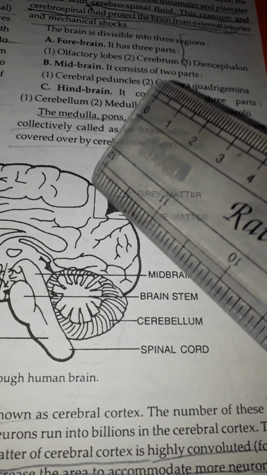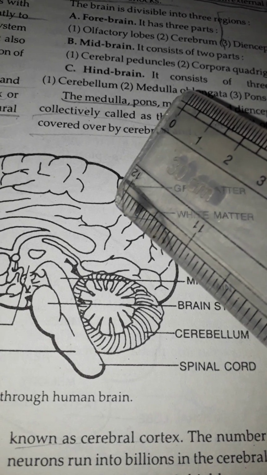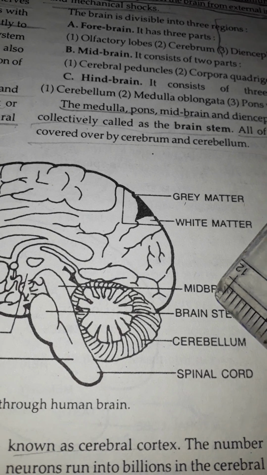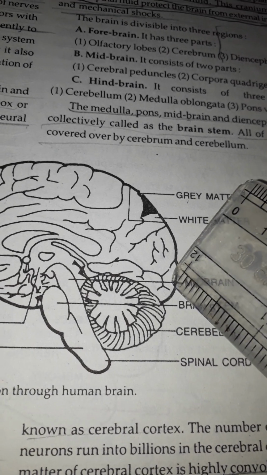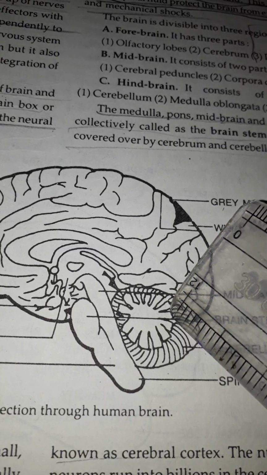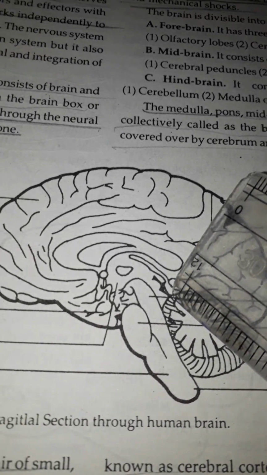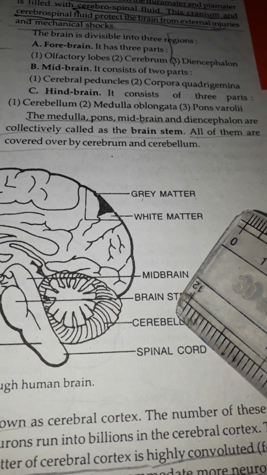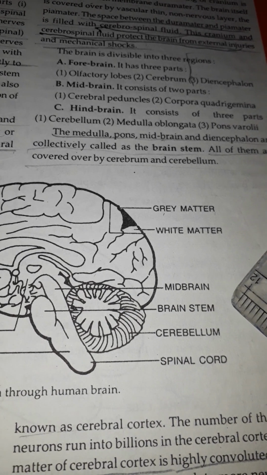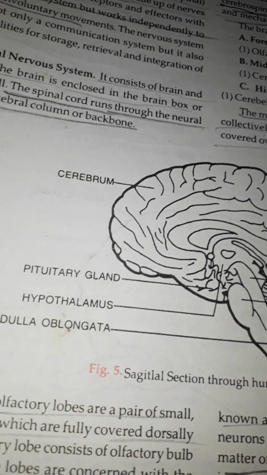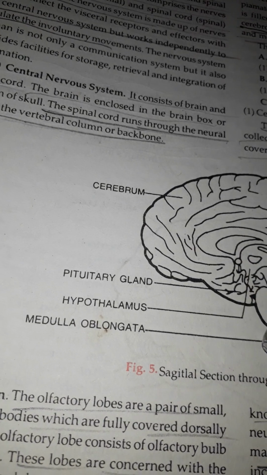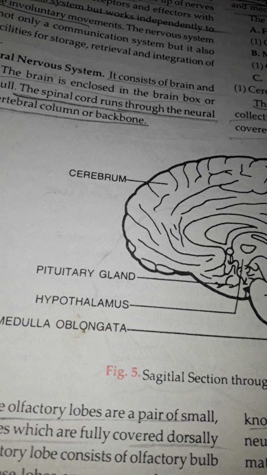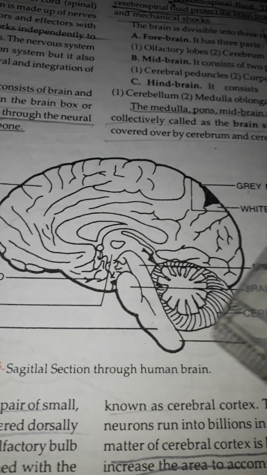Next, the midbrain has the cerebral peduncles and corpora quadrigemina. Next, the hindbrain consists of three parts: cerebellum, pons, and medulla oblongata. This is the hindbrain.